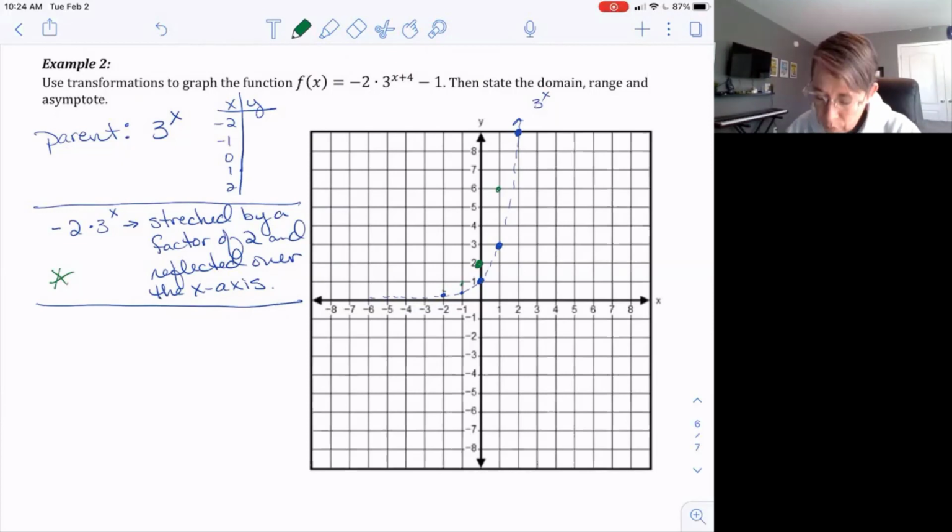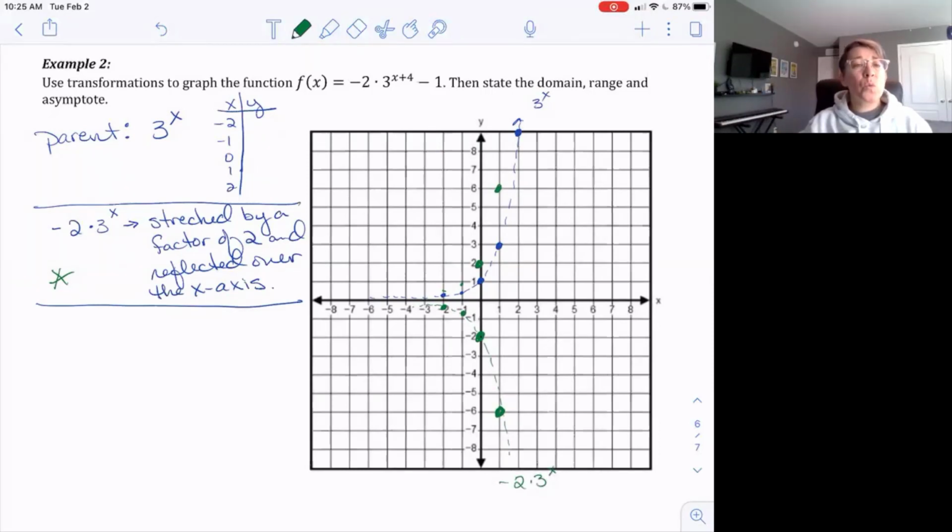So take all of those points in green and reflect them over the x-axis. So instead of a +6, we'd be down here at a -6. +2 would be down at -2. 2/3 would be down here at -2/3, and 2/9 would be -2/9. So that is -2 times 3 to the x.